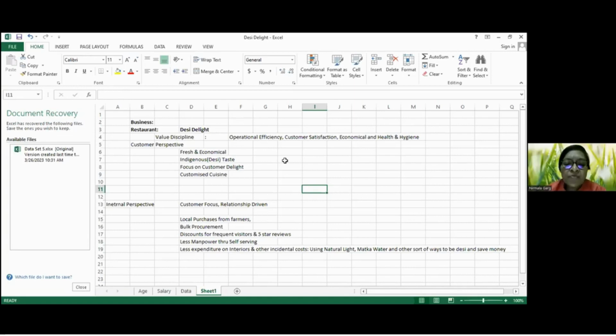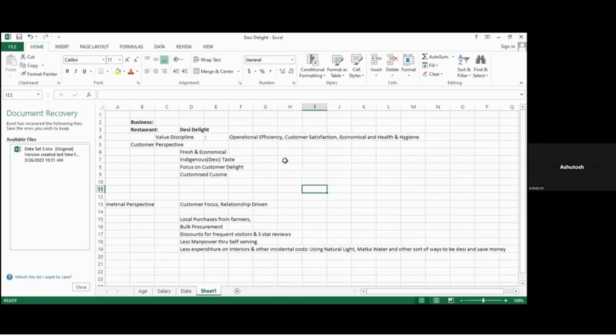This is for branding, and for attracting customers to visit again and again. So this is the sales and marketing part of branding. Then we would save manpower cost by allowing customers to go for self-serving. Then we would try to save money by spending less on interior designing and other incidental costs.